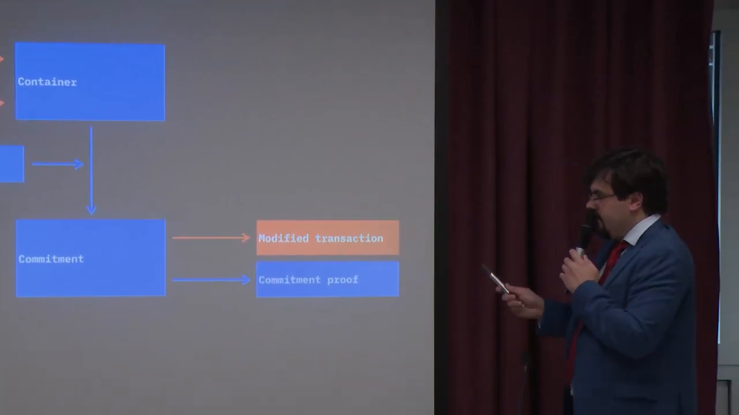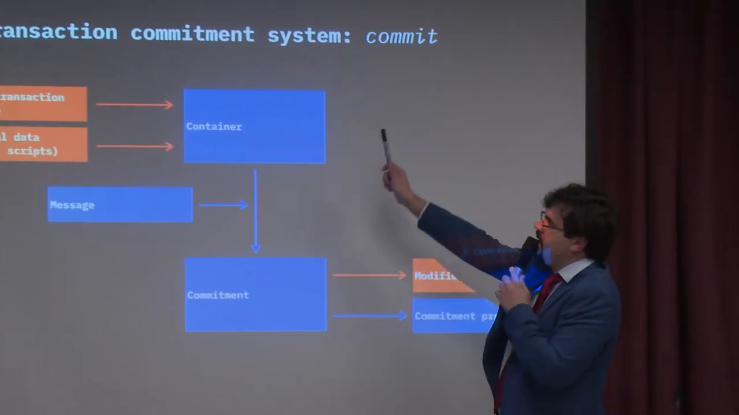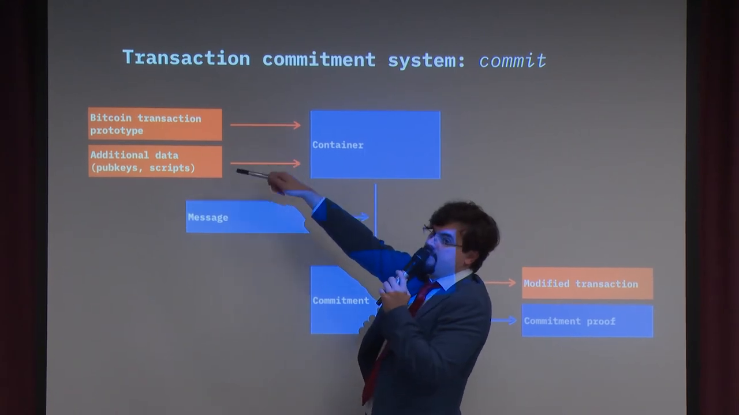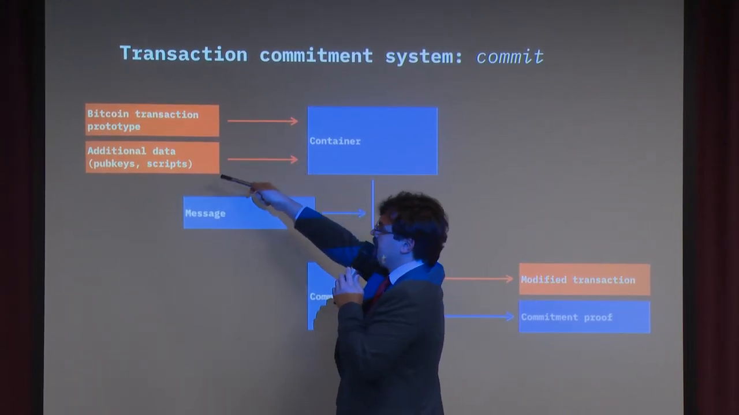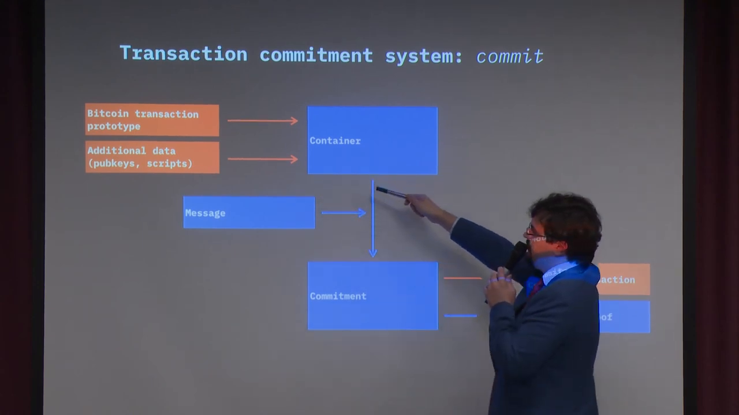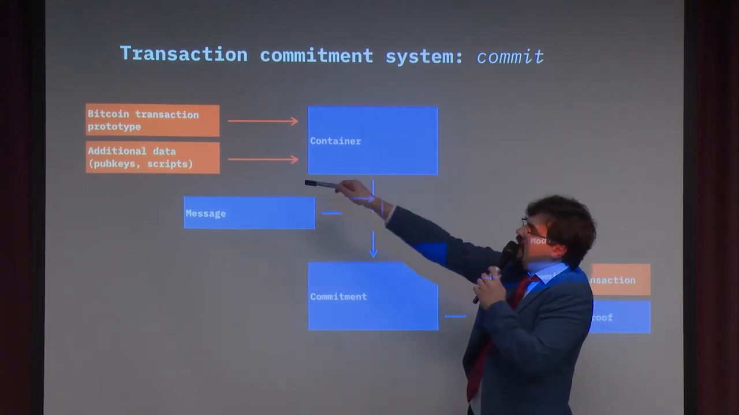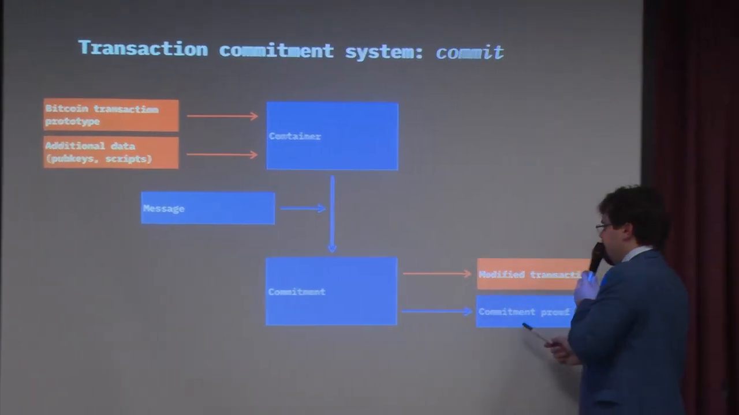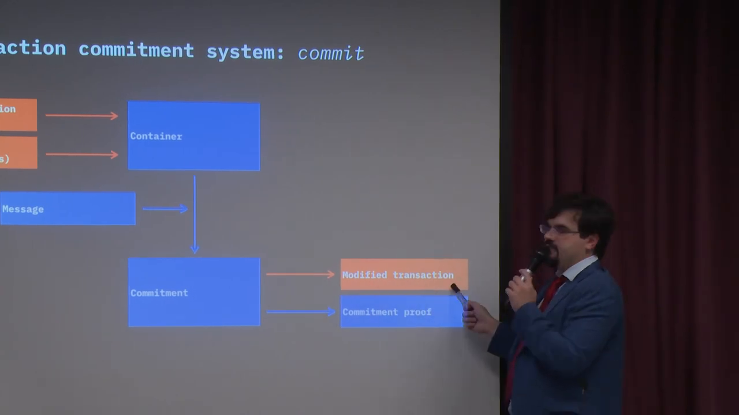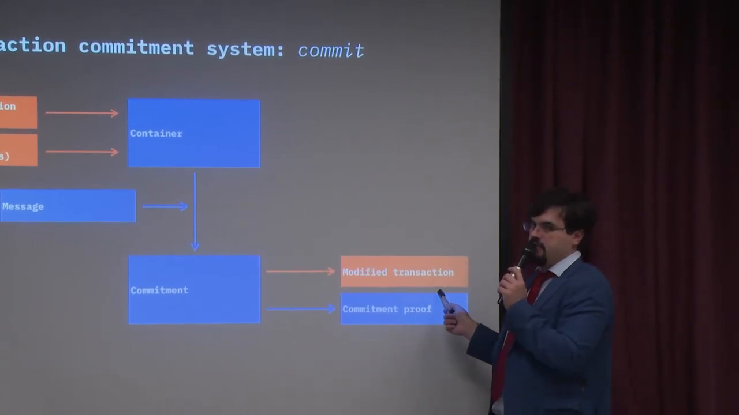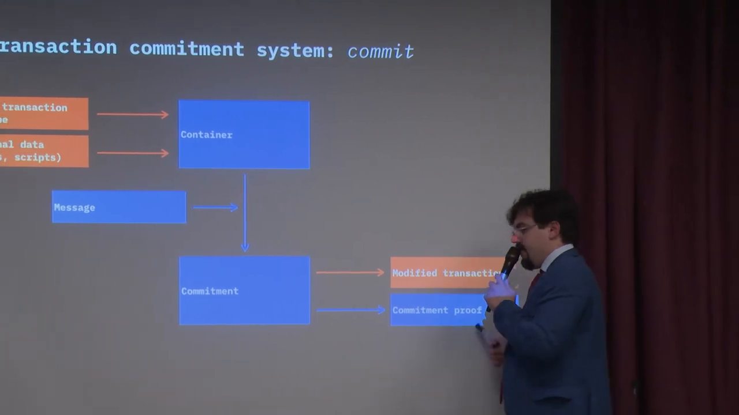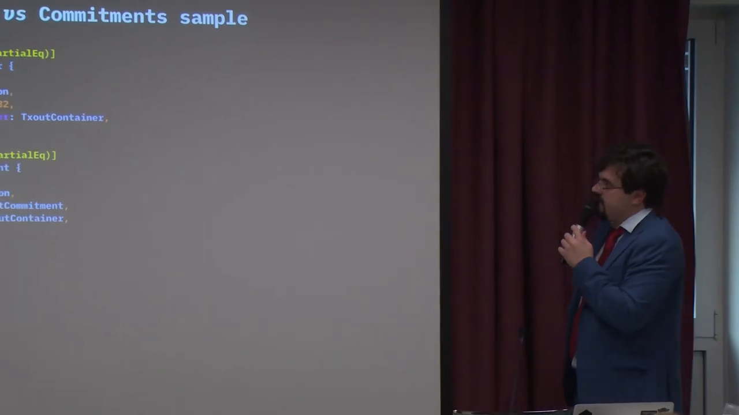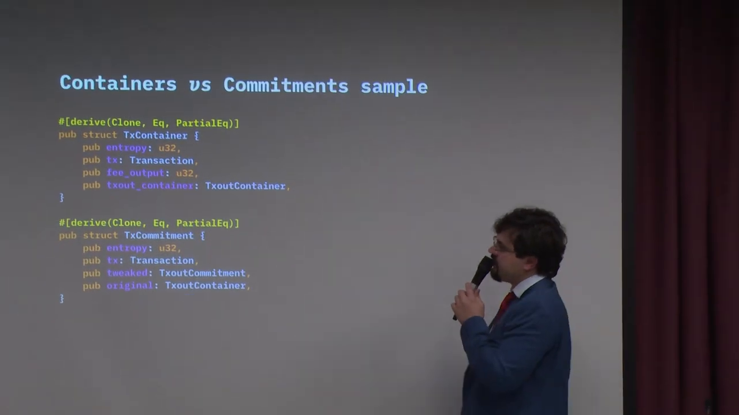Also, you remember this scheme from yesterday's talk, the way we create the commitment when we get the Bitcoin transaction prototype, a draft of the transaction structure, and additional data like original pub keys in scripts, message. These are converted into a container type. We put a commitment into this container, and from this commitment, we can get both the modified transaction, which can be published on-chain or be used in the Lightning Network channel, and the proofs of the commitment, which will be stored off-chain.